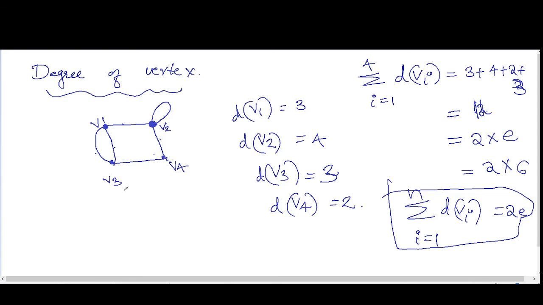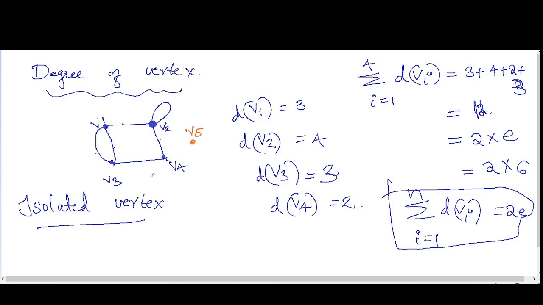Now what is meant by an isolated vertex? We can move to the next definition, isolated vertex. Suppose there is a vertex V5 in this graph. Here there are no edges connected to V5. So we can say V5 is an isolated vertex. That means a vertex having no incident edge is called an isolated vertex. Isolated vertices are vertices with degree 0.